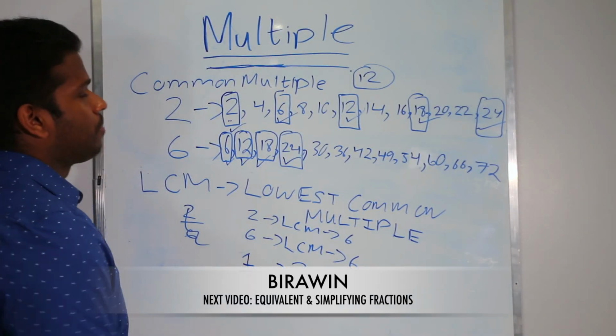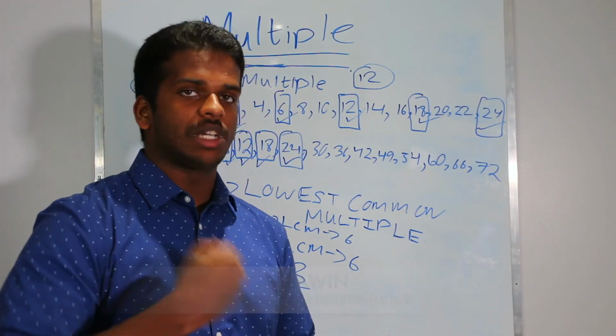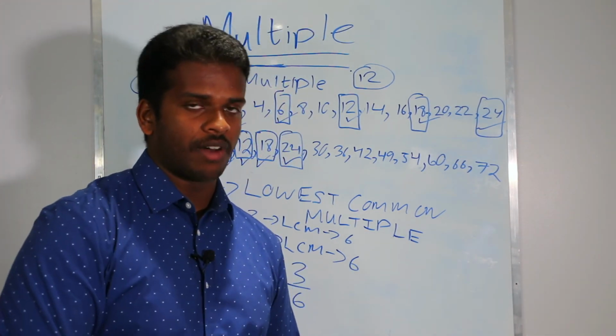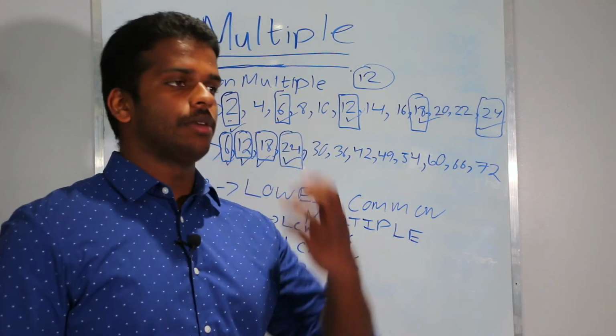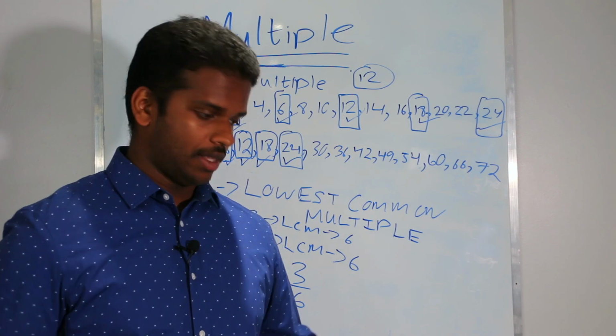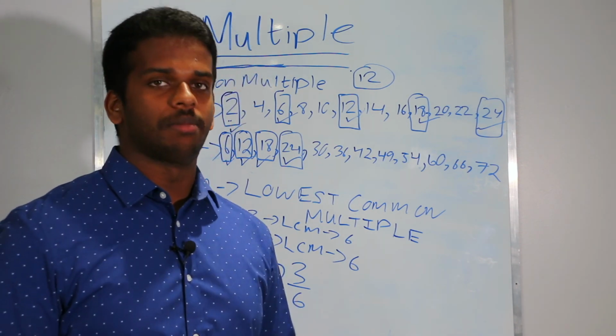So that's pretty much it for lowest common multiple. In our next video, we'll be taking a look at equivalent fractions and simplifying fractions. Basically, what we learned in the last two videos, we'll put into play with equivalent fractions and simplifying fractions.